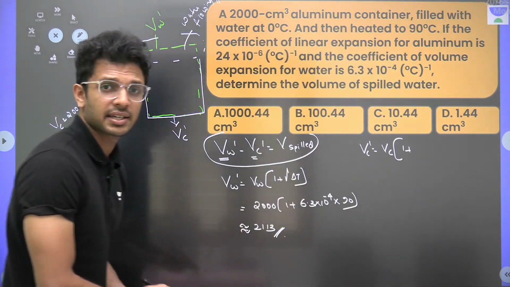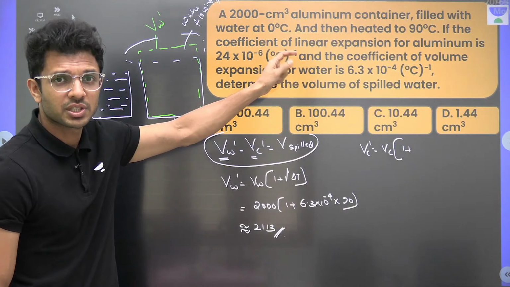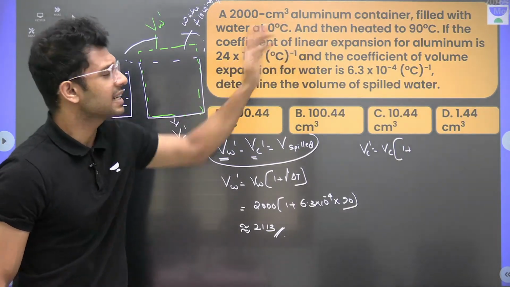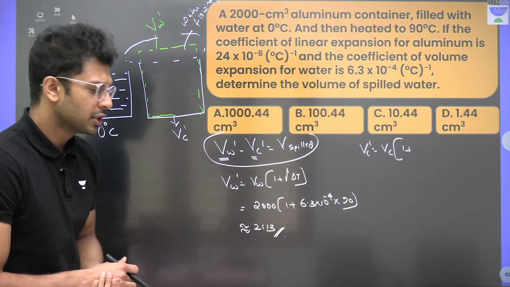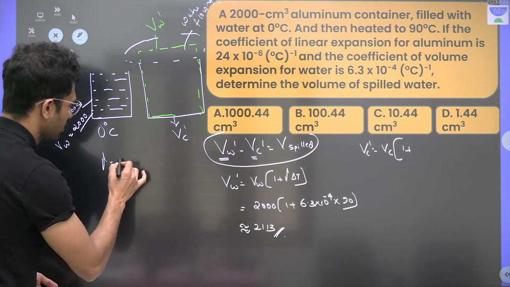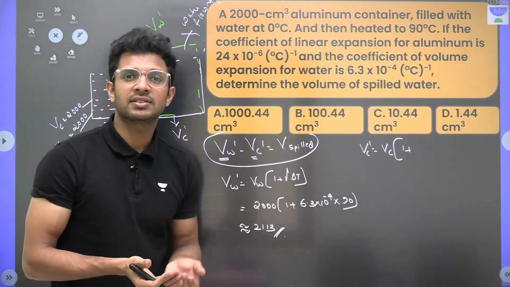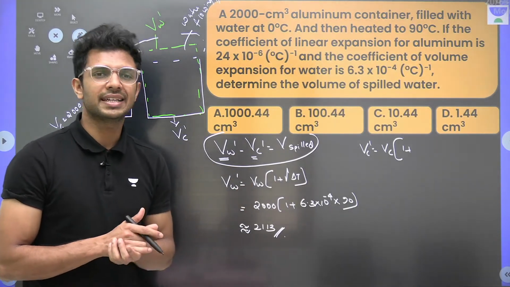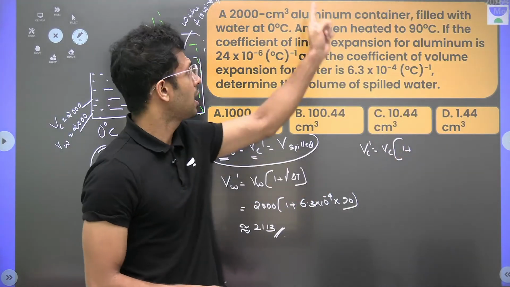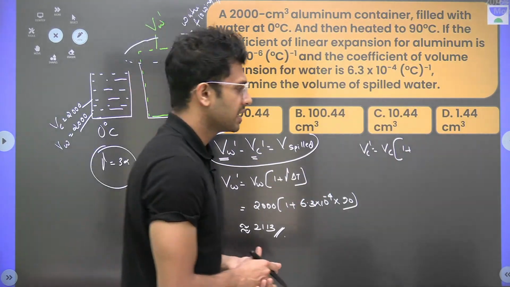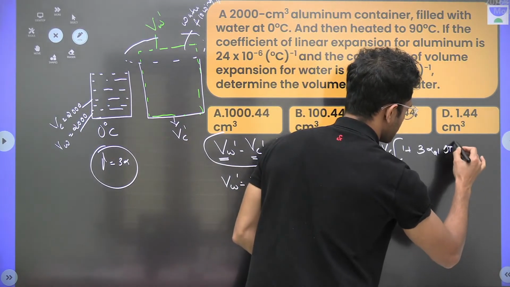Similarly, the new volume of the container at 90 degrees Celsius, formula same, 1 plus gamma delta T, gamma of the container. But gamma is not given, which is the volume expansion. Instead, linear expansion for aluminum is given. But in the equation, we have to use gamma. So the formula is gamma is equal to 3 times alpha. That means the coefficient of volume expansion is equal to 3 times the coefficient of linear expansion. So we can say 3 times alpha of aluminum into change in temperature.